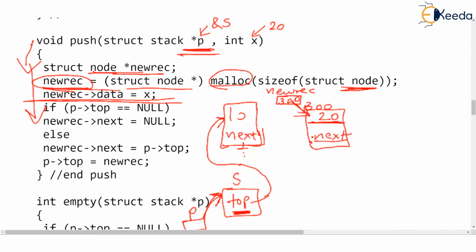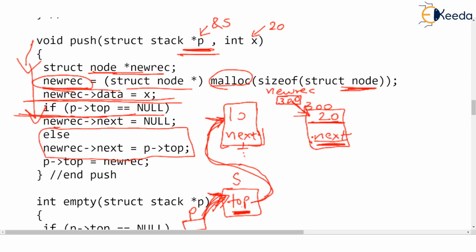So let's check this if statement. We ask, is P arrow top equal to null? No. Check that P arrow top, this one at the bottom of the screen, is not null because it is very well pointing to a node. So we will land up in else because if is false. So this else is getting executed. And what is the meaning of newrec arrow next? Where is newrec arrow next? This one which I am underlining.